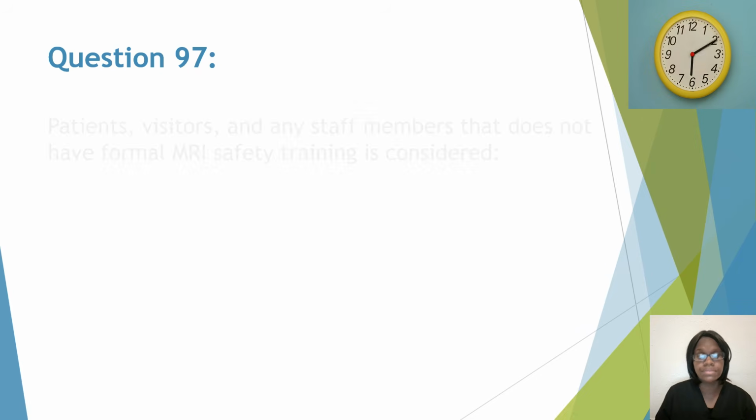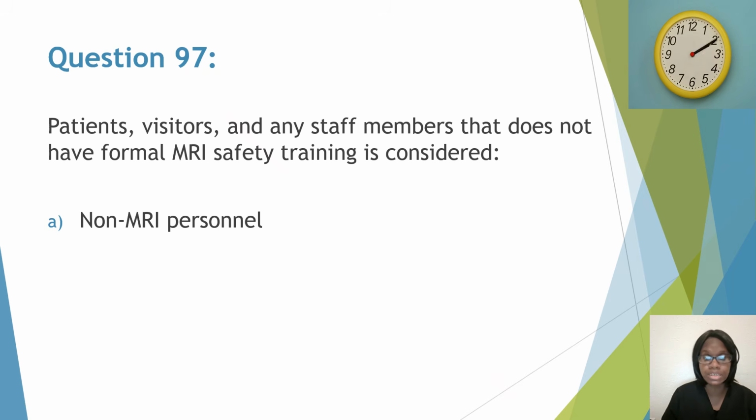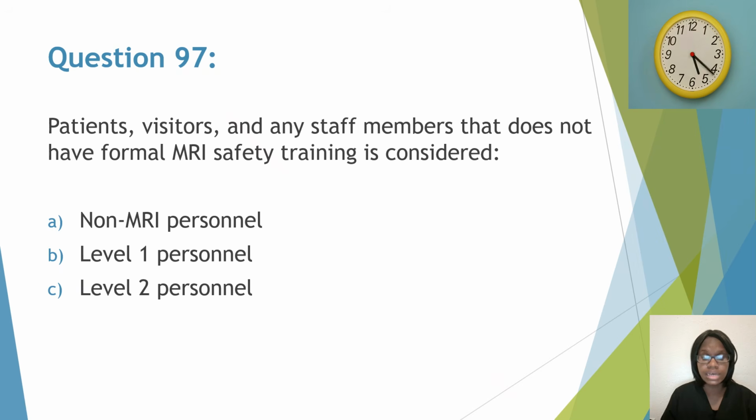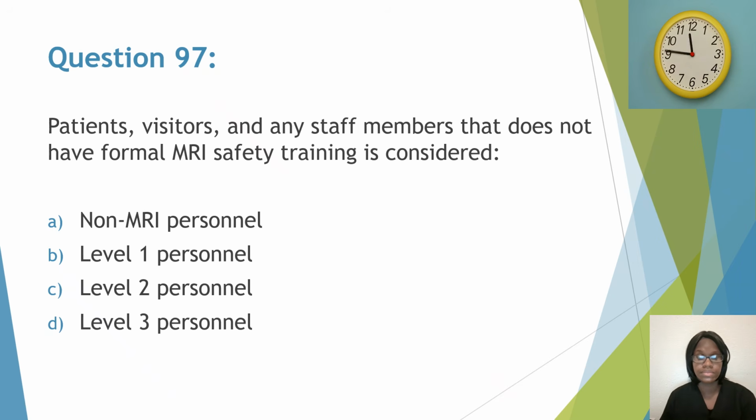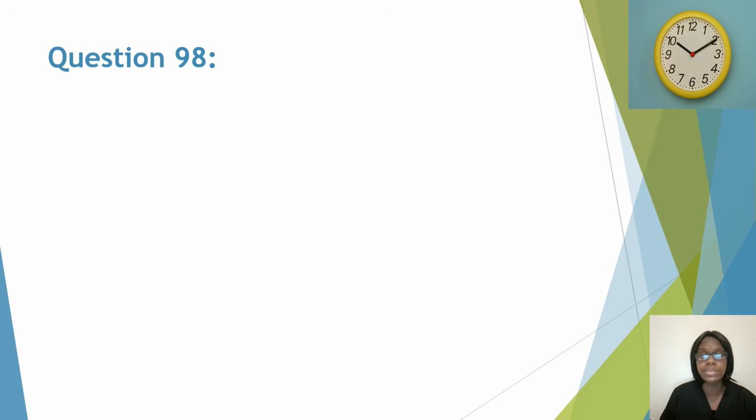Question 97. Patients, visitors, and any staff members that do not have formal MRI safety training are considered: A, non-MRI personnel. B, level 1 personnel. C, level 2 personnel. D, level 3 personnel. All right, the correct answer is A, non-MRI personnel.